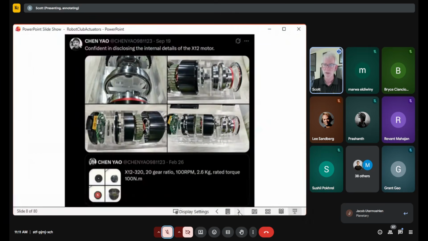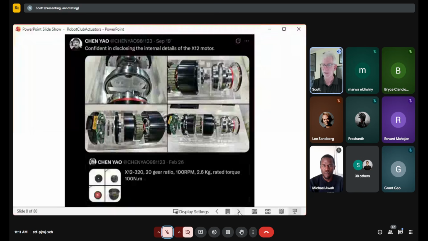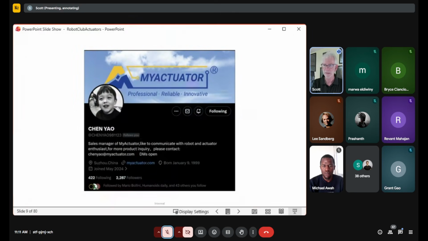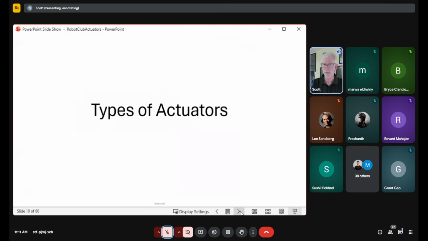Okay, so I grabbed those images from Chen Yao, who is very active on X. If you don't follow him, I think you might want to, because every now and then he puts out a post that I find useful. He works for MyActuator, which is one of those sources you can go online and order from, and probably within a couple of days you get the actuator you need for whatever project you're working on. It's one of many different companies over in China that are able to do that.